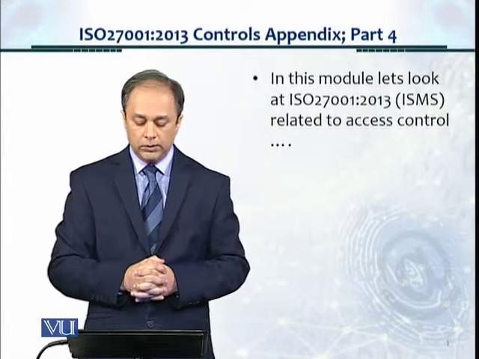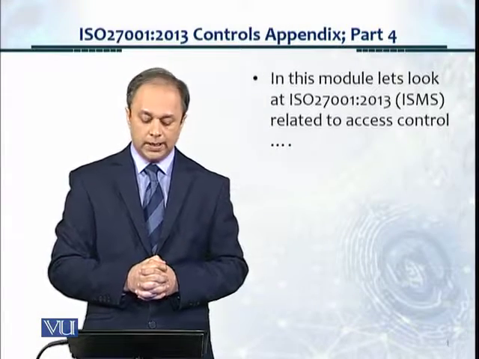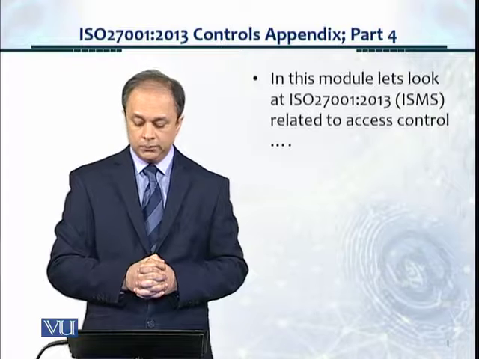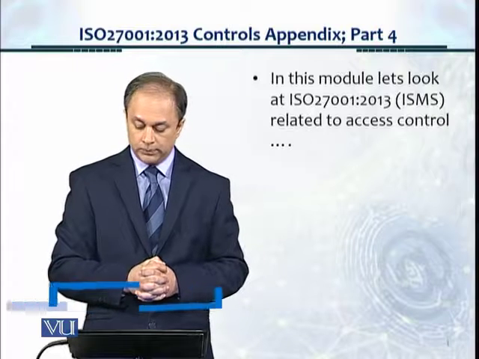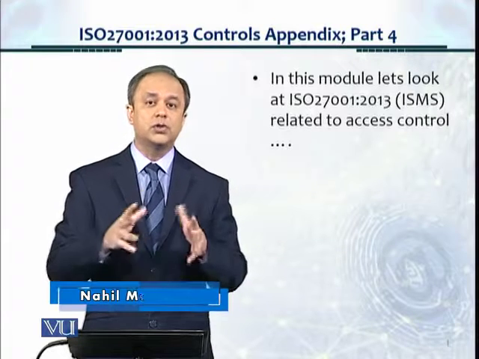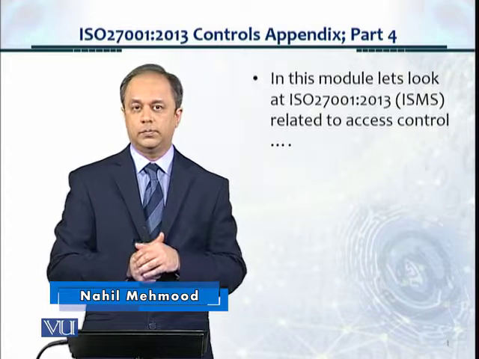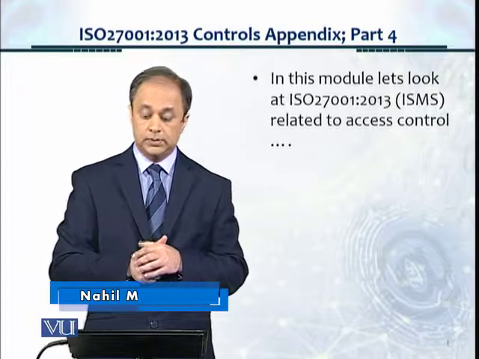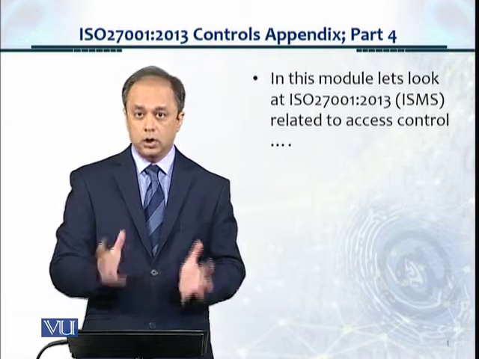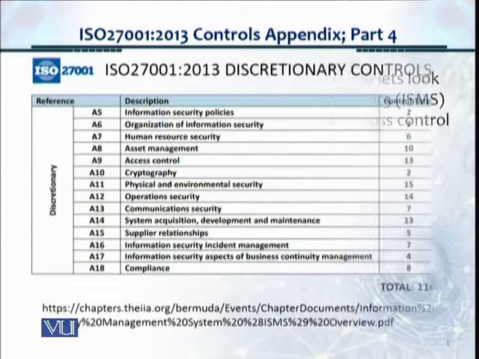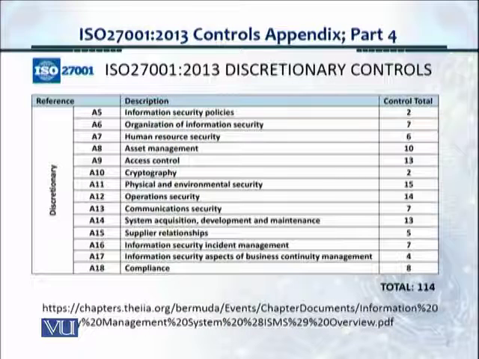Welcome. Now in this module, we're going to take a look at ISO 27001 Controls Appendix Part 4. And we are going to talk about access control. Access control is a very important and critical part of information security and also of ISMS. And this is one of the longer control sets as well. So access control is A.9 and it has 13 controls altogether.